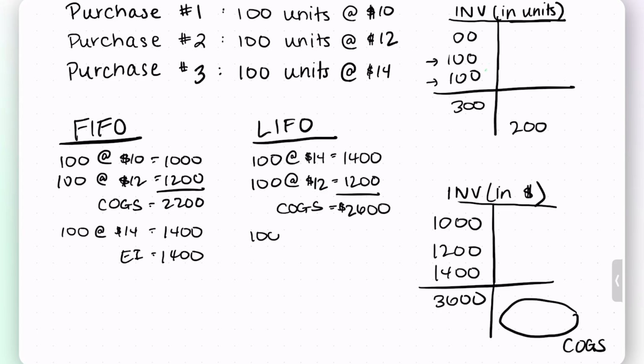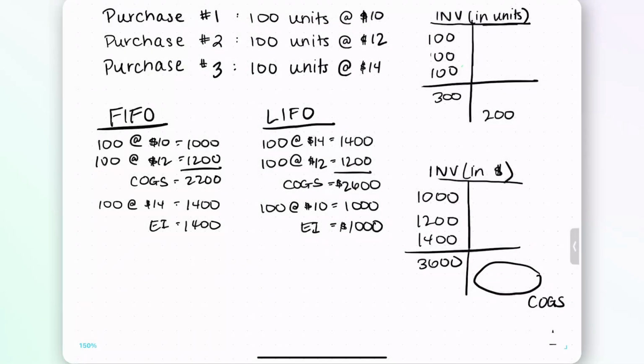And those last 100 units that we purchased first at $10 a unit are represented in our ending inventory. Notice that cost of goods sold under LIFO is much higher than it is under FIFO. We have a higher cost of goods sold, which lowers our net income, but also lowers our tax bill. Our ending inventory on our balance sheet is also shown at a lower amount, even though it's still the same 100 units remaining. We're just valuing it at different amounts.